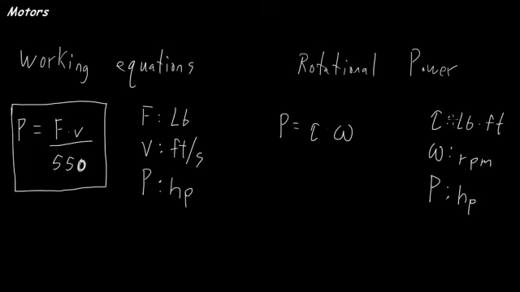So if I have torque in pound-feet, omega in RPMs, and power in horsepower, I can do that by dividing this equation by 5252. So I plug those in, divide by 5252. That gives me my power in horsepower.